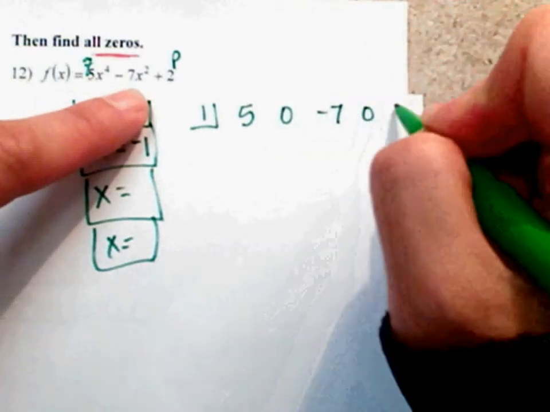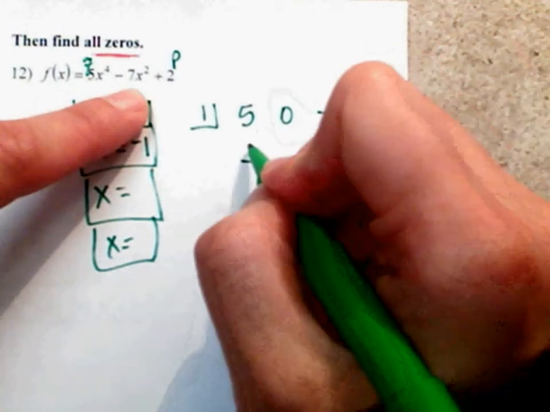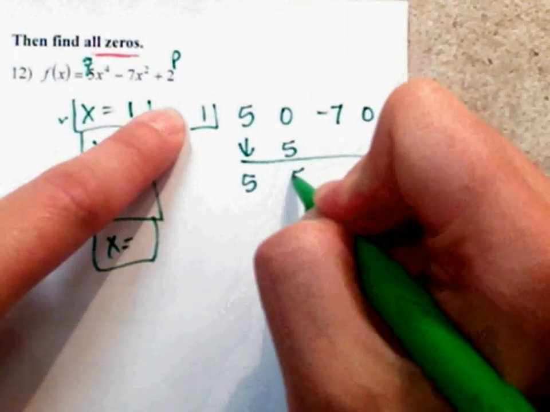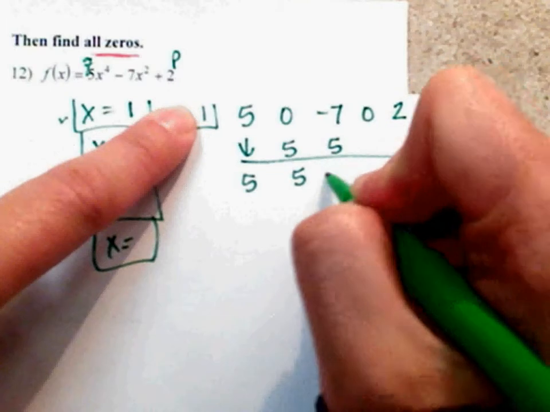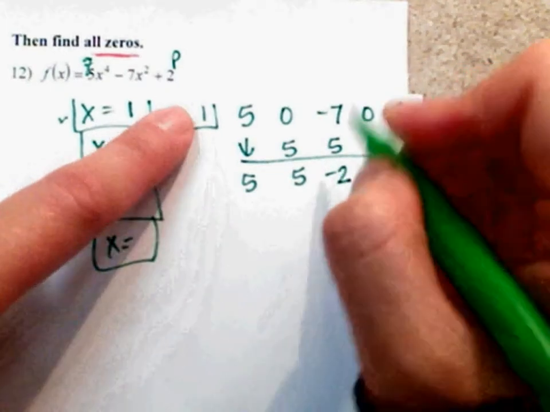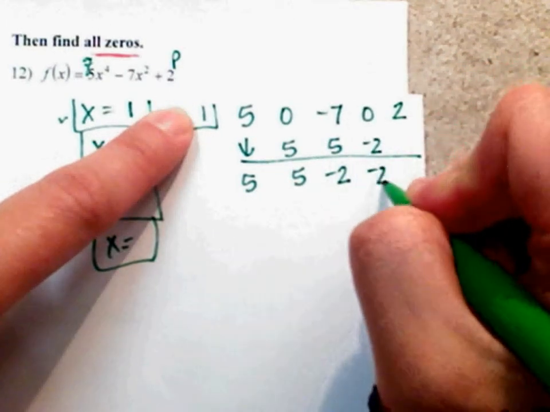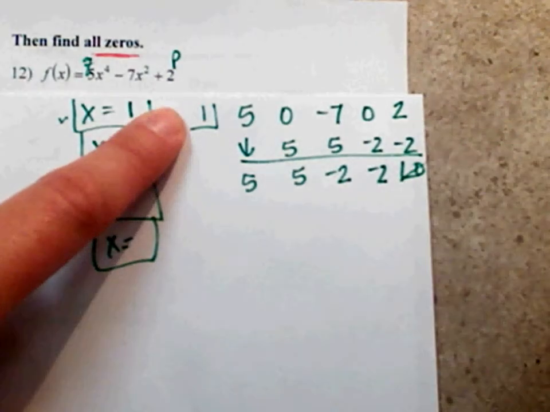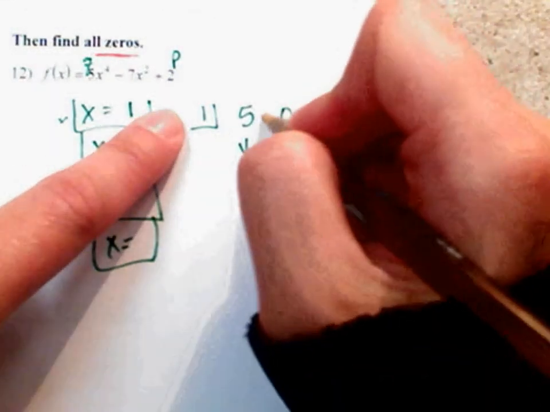Do your synthetic division. Bring down your 5. 5 times 1 is 5. Have a 5. 5 times 1 is 5. Negative 2. Negative 2 times 1 is negative 2. Add. Negative 2 times 1 is negative 2. You see how you have a 0 there? So this was x to the 4th. Now you have x to the 3rd.